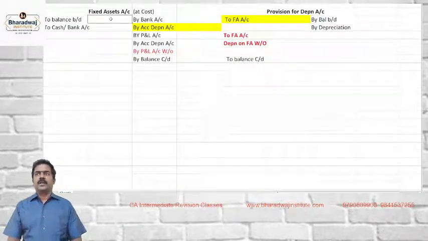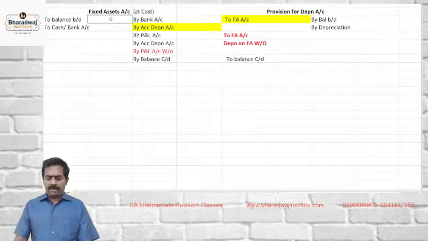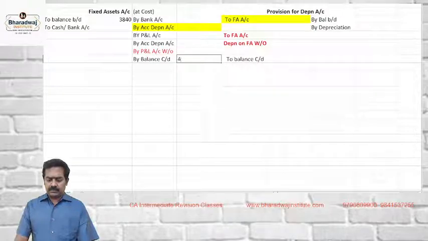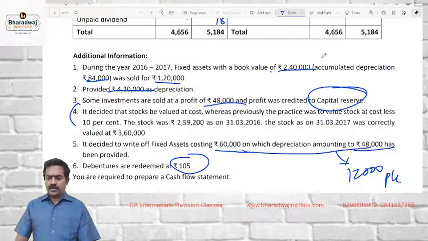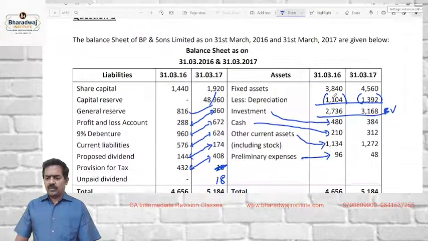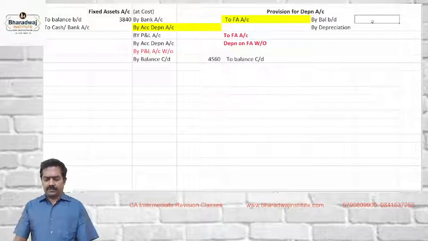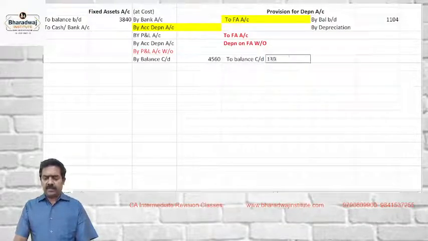Fixed assets, what is the opening balance? 384. 380? 400. Closing balance? 4560. Depreciation, that is reduced, this one. 1104, 1392.